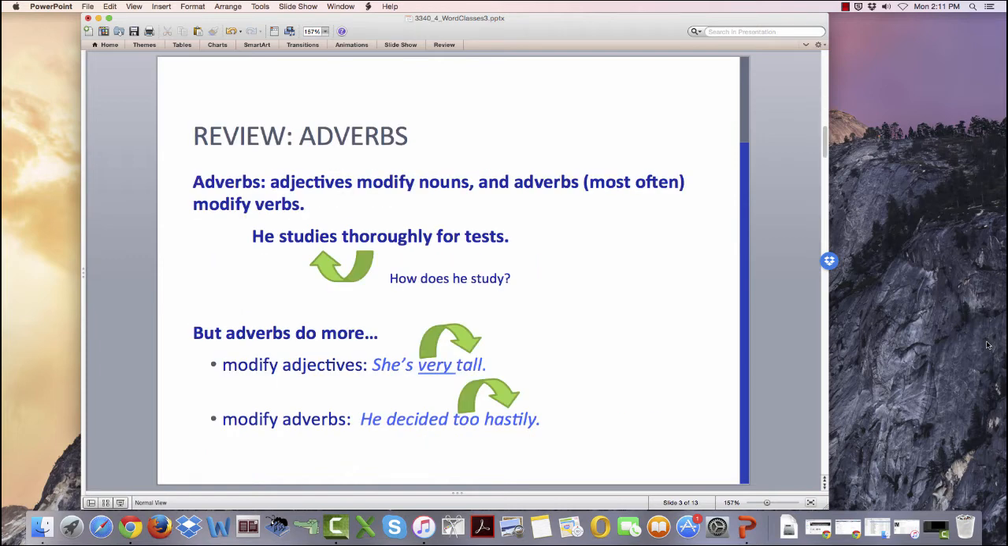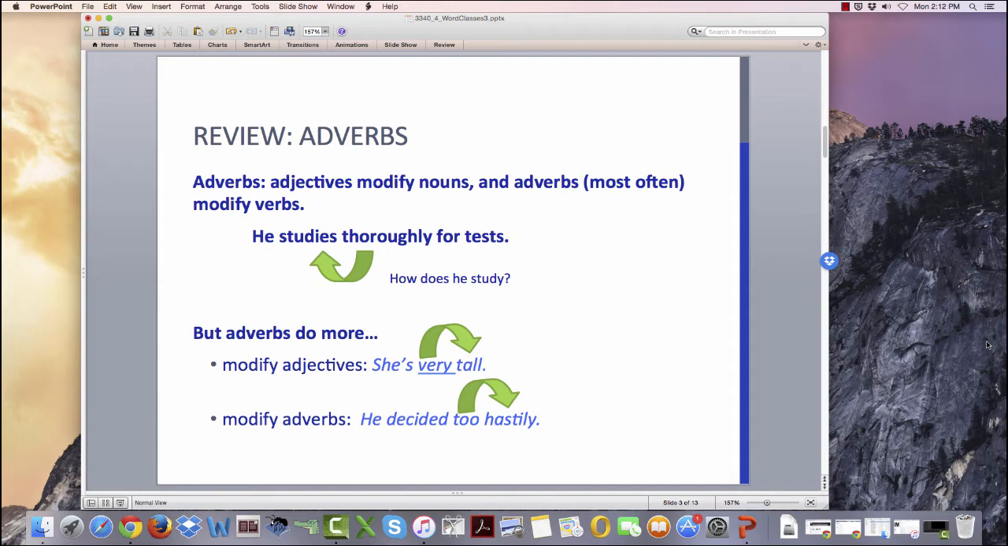So, quick review of adverbs. Recall that adverbs modify other adverbs, adverbs modify adjectives, and adverbs modify verbs. Primarily, they're modifying verbs. That's generally how they're used most often. And you can see that in the first example, he studies thoroughly. So how does he study thoroughly? He studies carefully, he studies quickly, he studies diligently. All of those ly words are adverbs telling in what manner he studies.